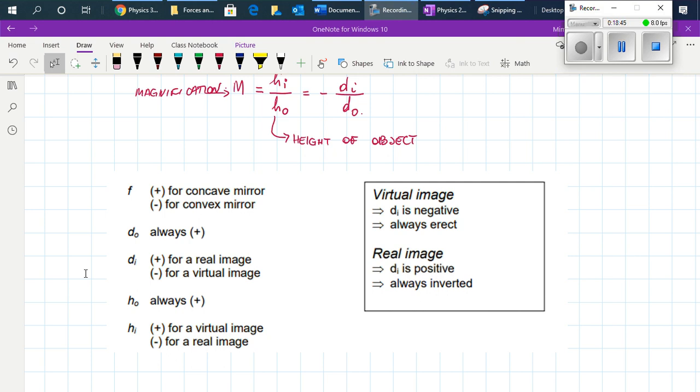The height of the object is always considered to be positive. It doesn't matter if it is drawn down or drawn going up. And if the height of the image is positive, then we are dealing with a virtual image. And if it is negative, then we are dealing with a real image. Now, the summary is: d_i is negative, always erect, for the virtual image, and d_i is positive, always inverted, for the real image. Let's see some examples, and then this will make more sense when we are talking about those terms.